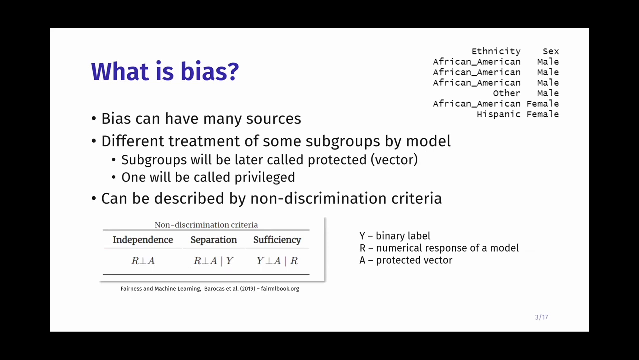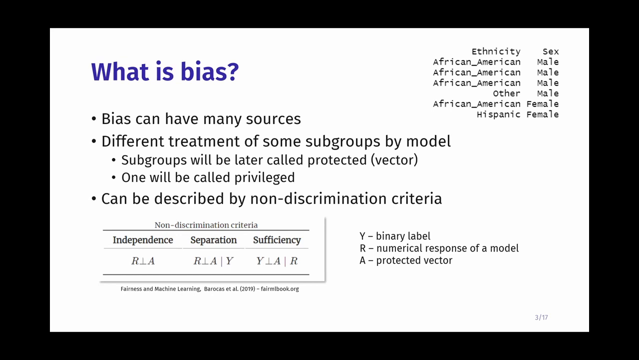So what is this bias? What do we mean by bias? Well, bias can have many sources, for example historical data or some labeling process. And we can define it as different treatment of some groups of people by the model. This collection of subgroups will be called a protected vector. As you can see on the right top side, there are two examples of these protected vectors. It can be, for example, ethnicity or sex. And one of them will be called privileged, for example male or female. And it can be described by some non-discrimination criteria, like separation, independence, and sufficiency.